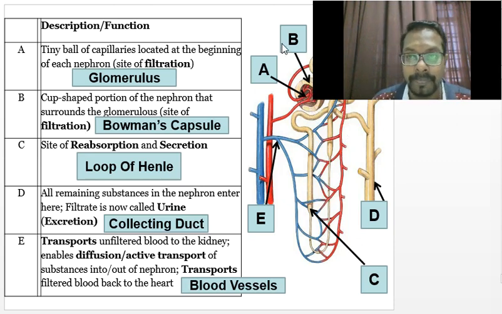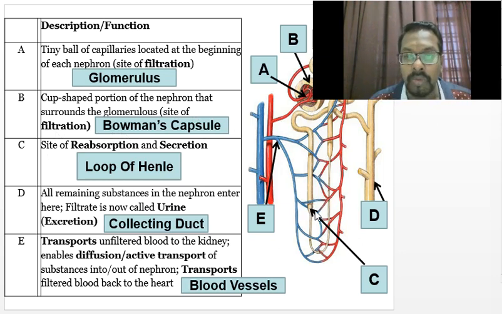Now B, cup-shaped portion of the nephron that's surrounded by glomerulus, site of filtration again. They play a major role for filtration. We call it Bowman's capsule. It looks like a cup shape. Okay. Now C, go down here.